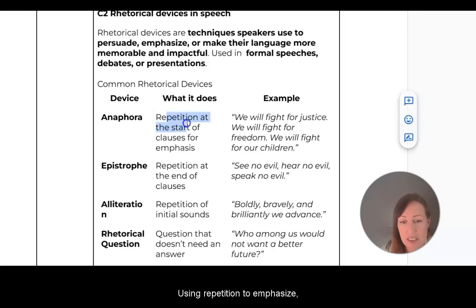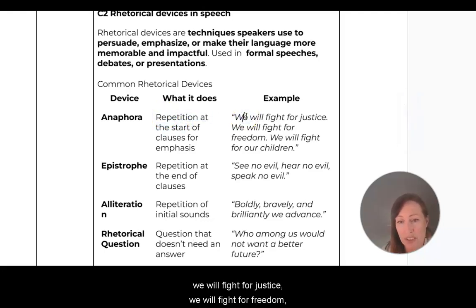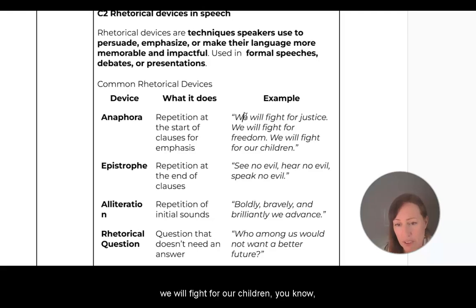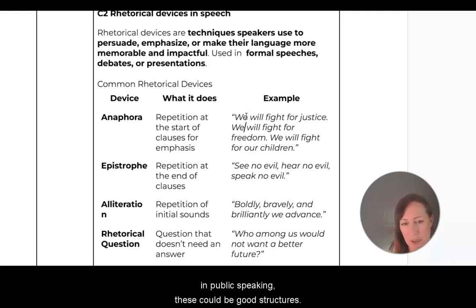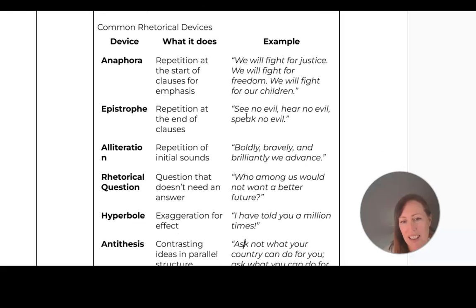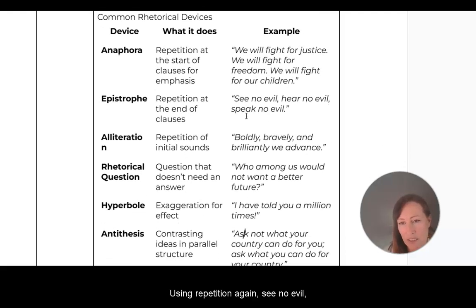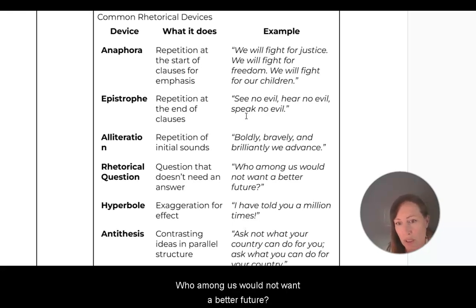Using repetition to emphasize: we will fight for justice, we will fight for freedom, we will fight for our children. So if you're interested, for example, in public speaking, these could be good structures. Using repetition again: see no evil, hear no evil, speak no evil. Using alliteration: boldly, bravely, and brilliantly. Using rhetorical questions, you don't really need the answer: who among us would not want a better future?